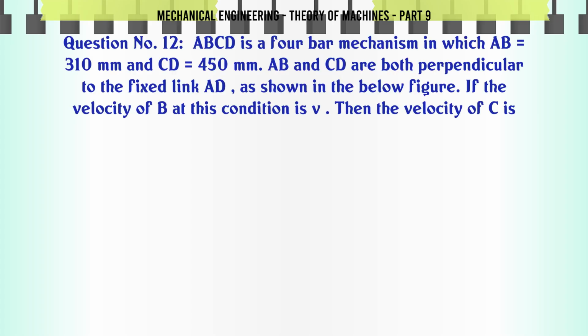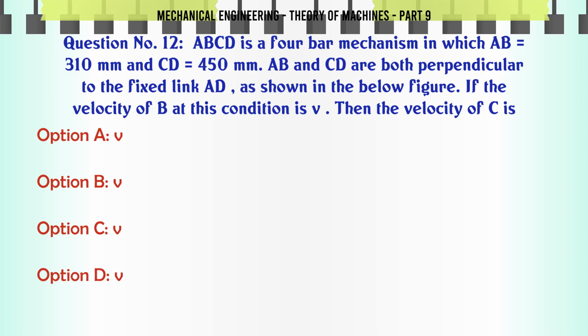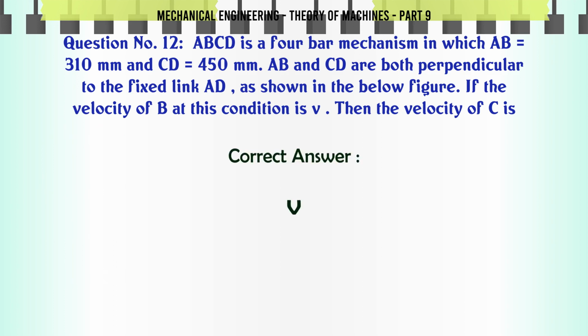ABCD is a 4-bar mechanism in which AB is 310 mm and CD is 450 mm. AB and CD are both perpendicular to the fixed link AD as shown in the figure below. If the velocity of B at this condition is v, then the velocity of C is: A. v, B. v, C. v, D. v. The correct answer is v.